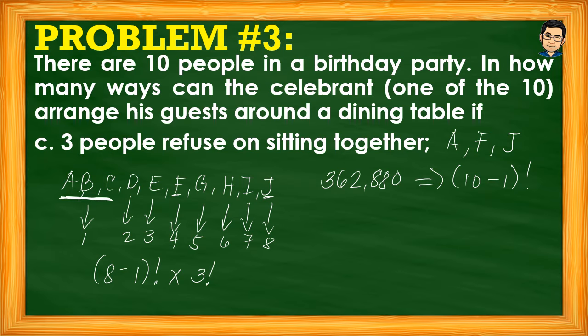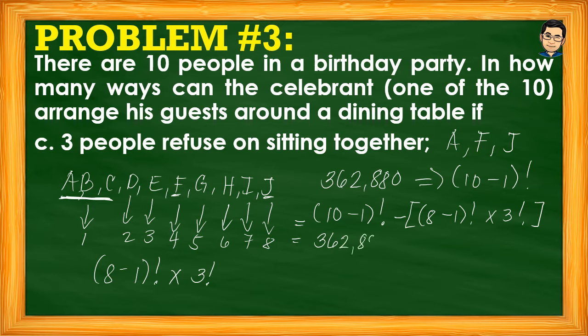So, paano natin i-construct yung ating final solution? Ganito po siya. 10 minus 1 factorial minus, i-bracket natin ulit, 8 minus 1 factorial times 3 factorial. So, para makuha po natin yung number of ways wherein they refuse on sitting together. So, 10 minus 1, that is 9 factorial. So, substitute lang natin dito as 362,880 minus 8 minus 1, that is 7 factorial times 3 factorial.